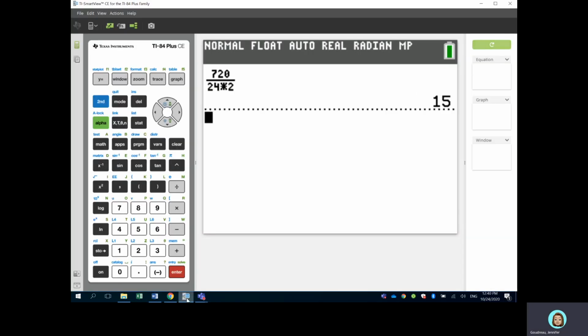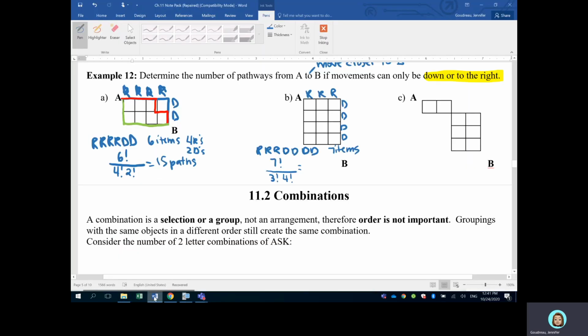So going to our calculator, we've got 7 factorial. Actually, let's put this in fraction form, alpha y equals, and then number 1. In the numerator, 7 factorial, so 5,040 in the numerator. And in the denominator, we have 4 factorial, which is 24, times our 3 factorial, which is 6, and that gives us 35. So there are 35 pathways, in this case, from A to B.